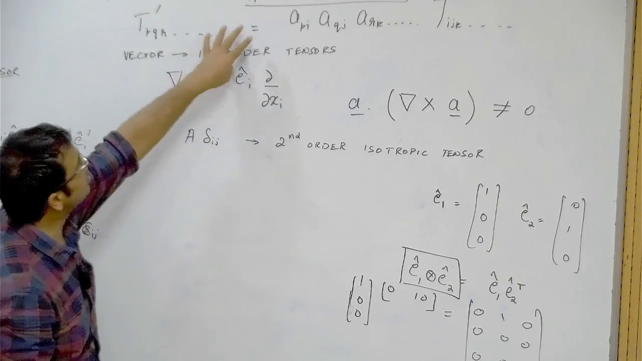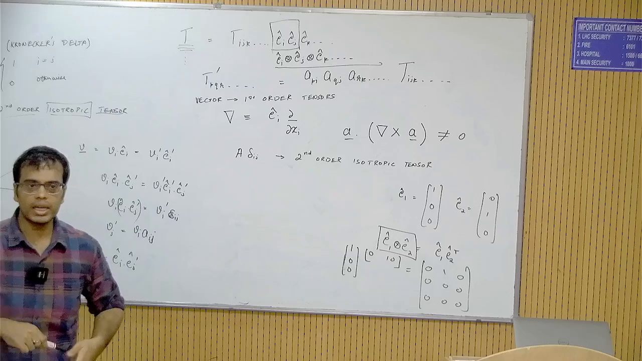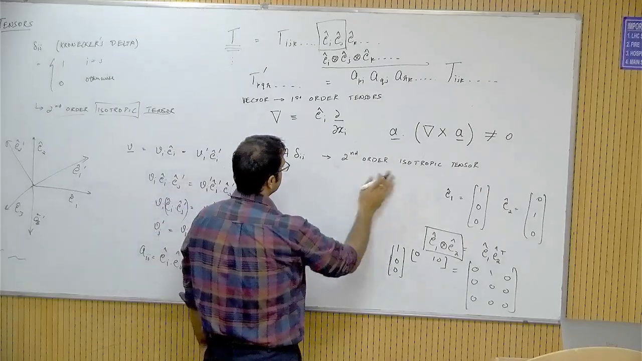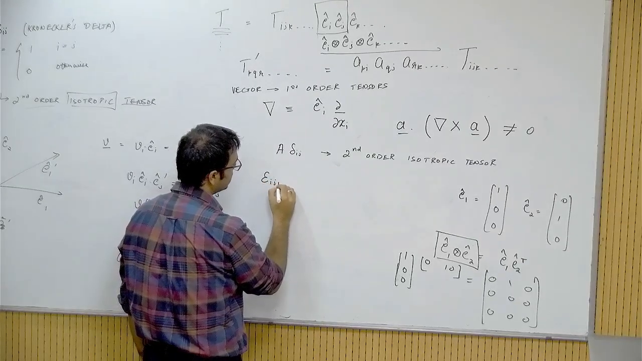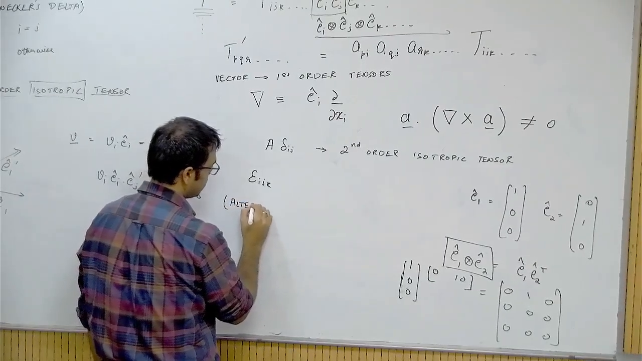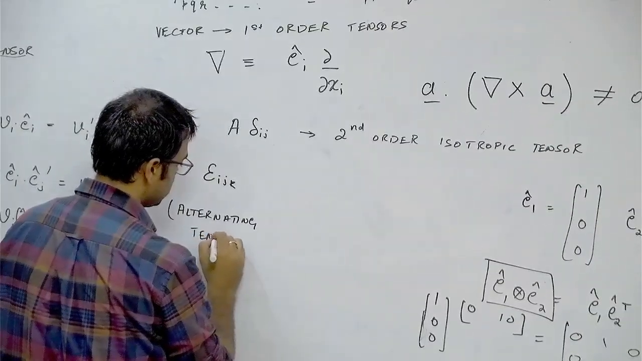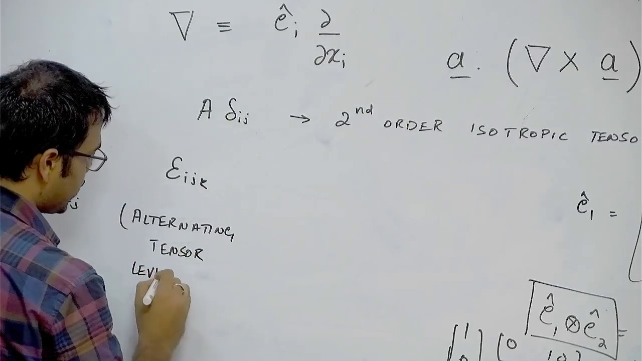For a third order tensor, how many bases will you need? 27, and in each of those 27 bases you will have a one or zeros in the components. Okay. Now, a third order isotropic tensor is defined using the symbol called epsilon ijk, which is called an alternating tensor, or in some textbooks you may see it being called Levi-Civita.